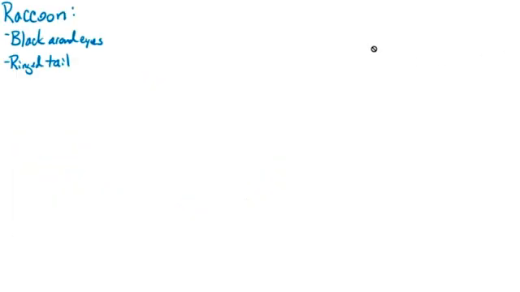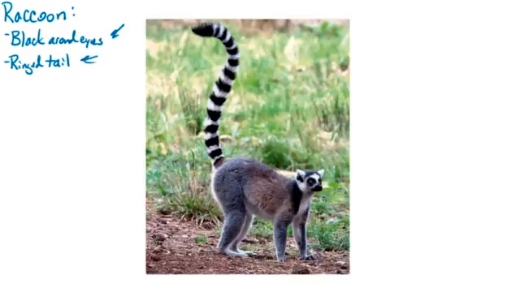Raccoon. So let's look at a raccoon. A raccoon clearly has black around his eyes, and he has a ringed tail. So when we look at raccoons, the first thing you notice is that raccoons have these really long tails with rings on them, black and white rings. And they have black around their eyes, like that, like so.